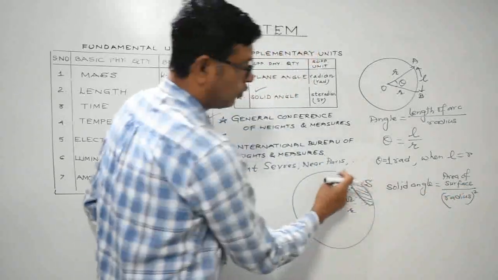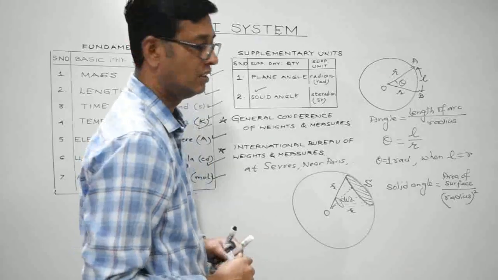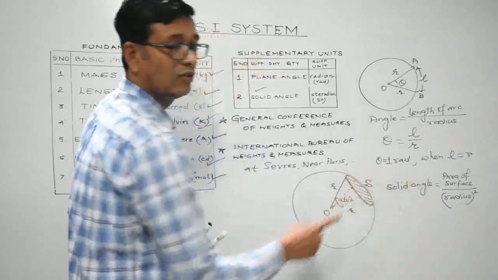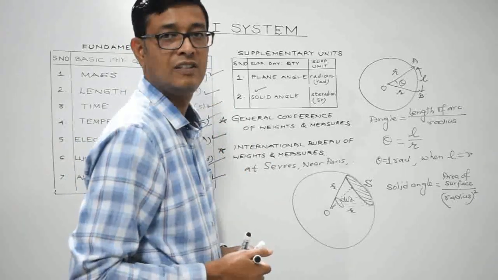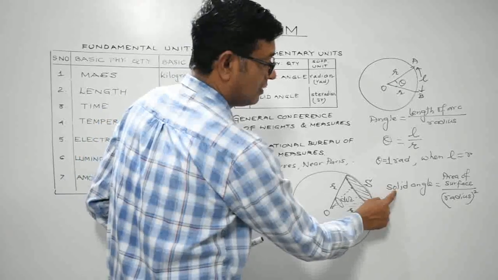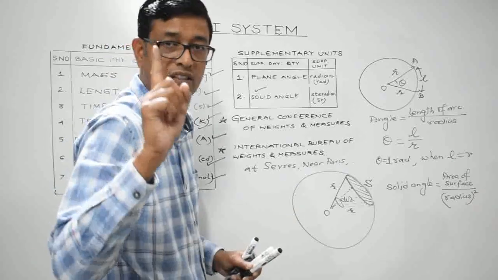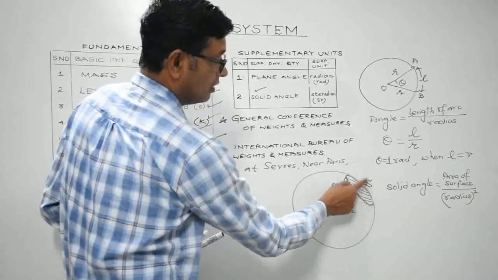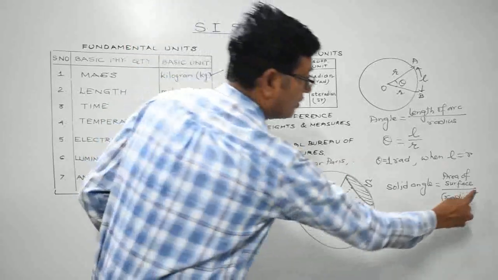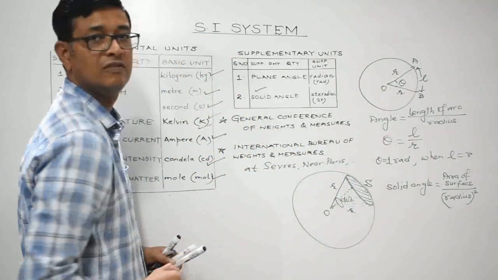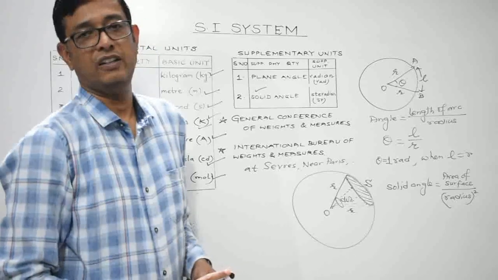If the area of the portion of the surface becomes equal to the square of the radius of the sphere, that is, if these two become equal, then solid angle would be equal to unity. So in SI it would be 1 steradian. So solid angle subtended by a portion of a sphere at its center is said to be 1 steradian when the area of the small portion of the sphere is equal to the square of the radius of the sphere. So this is how 1 steradian may be defined.